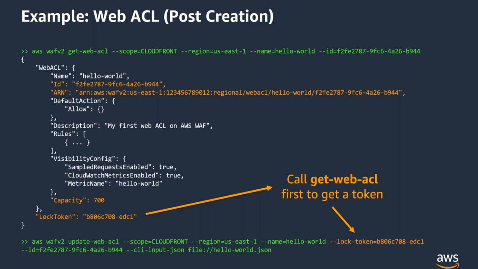Lastly, you will notice something called lock token. Now, you need this lock token if you want to perform any kind of update to your web ACL right after this API call. So for instance, let's say you made some changes and you want to update your web ACL. You call the update web ACL API, and you also need to specify the lock token that you have obtained by calling the get web ACL in the previous API call.